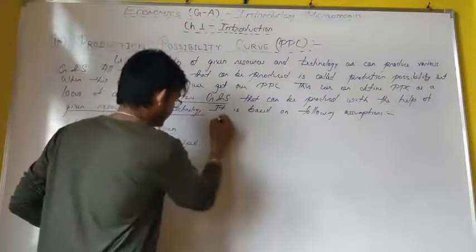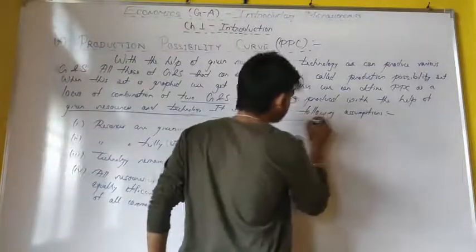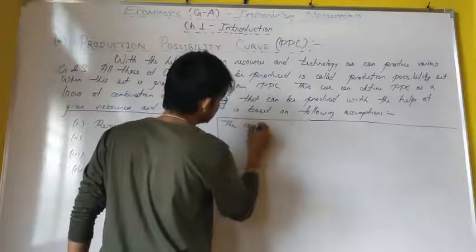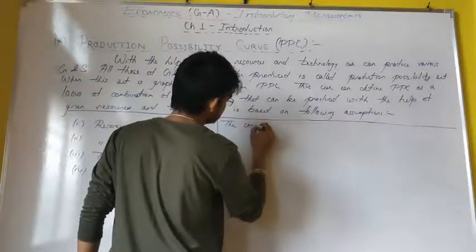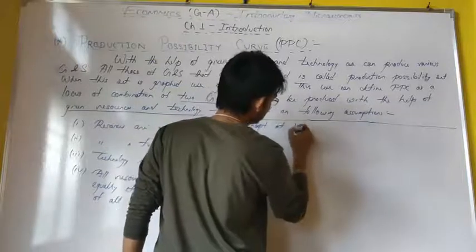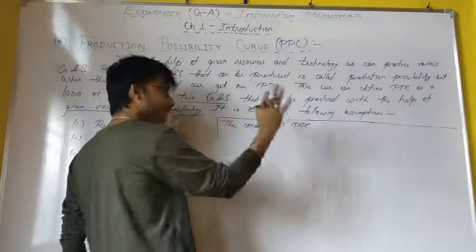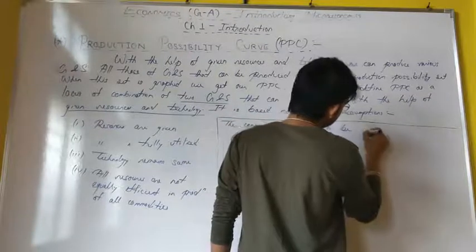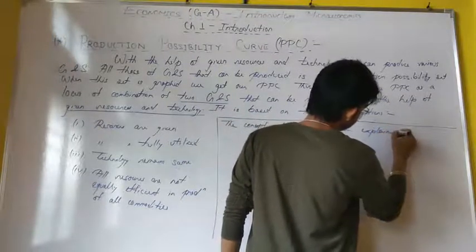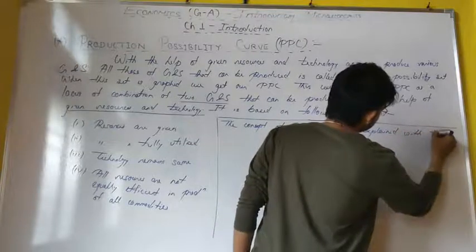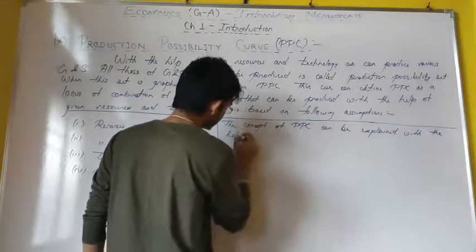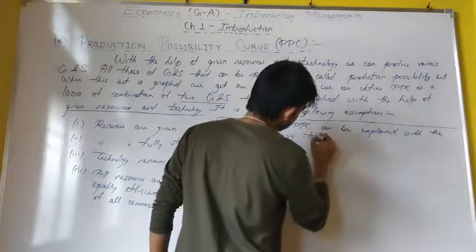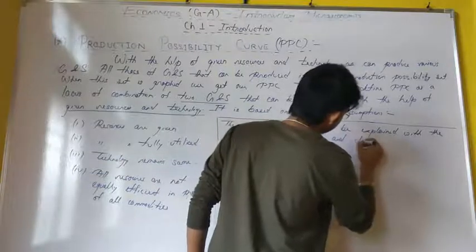So I'm just making a different part here. The concept of PPC. Please do not write PPC, please write production possibility curve. The concept of production possibility curve can be explained with the help of the following table and diagram.